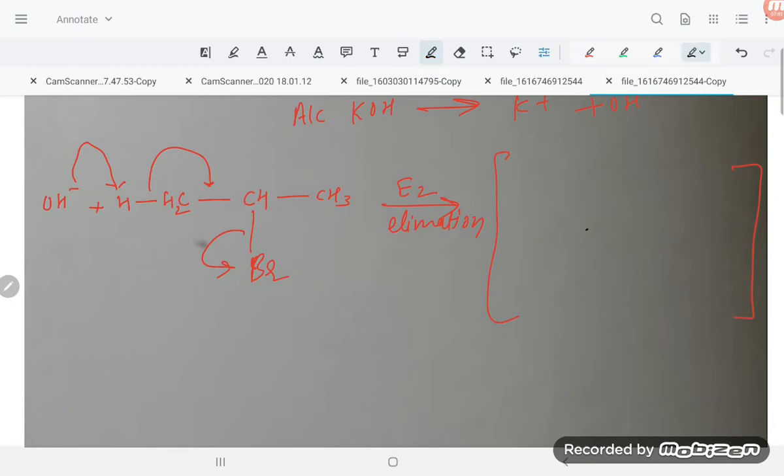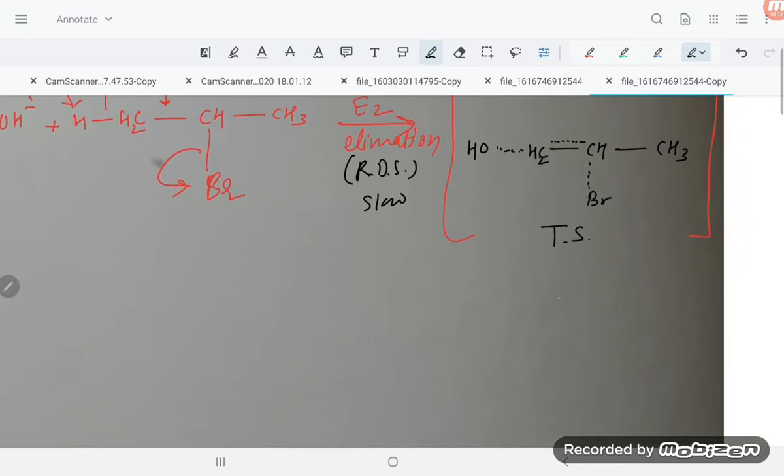Here you see, student, CH2 is there, and one bond is getting formed with the OH. And here is CH, with CH3, and this bond to Br is supposed to leave, but the double bond has to form. This is the TS, the transition state, and this is also known as the RDS, the rate determining step, that is the slow step. After that it is very fast.